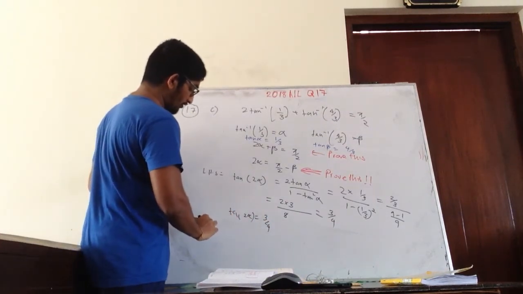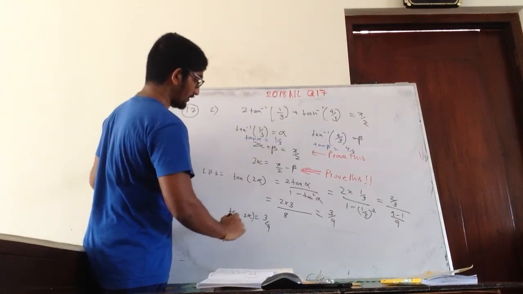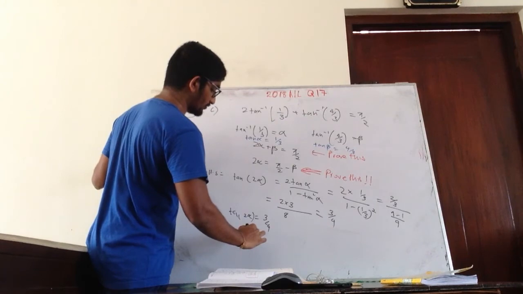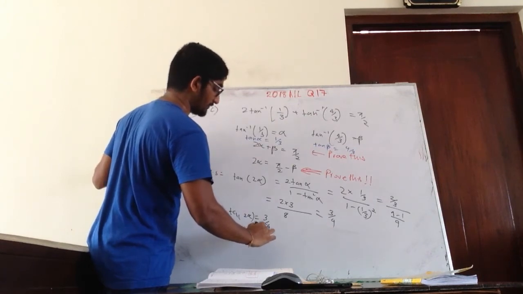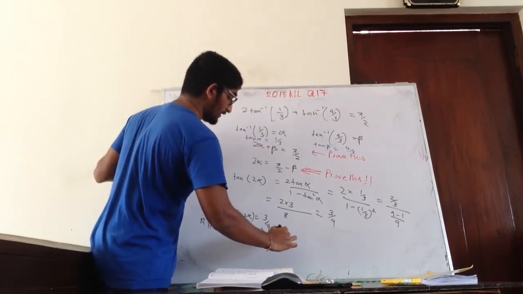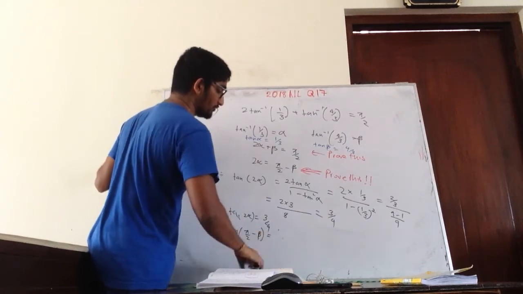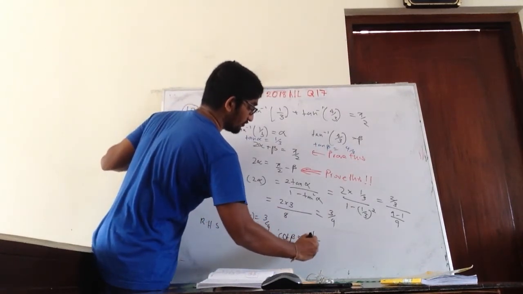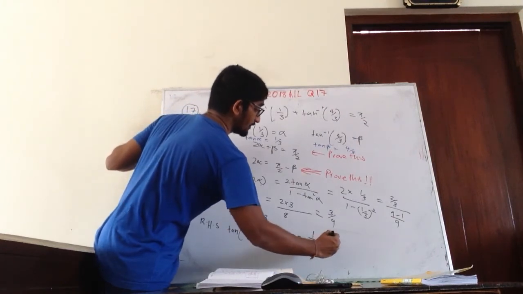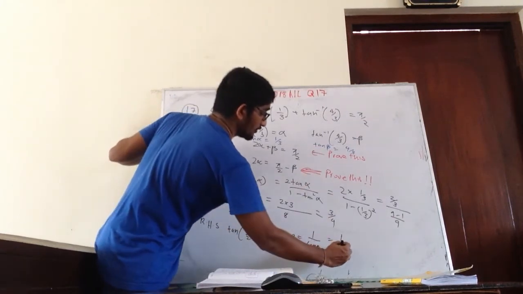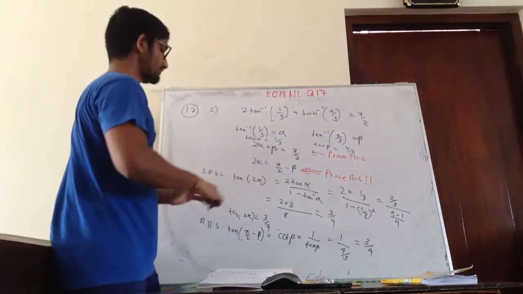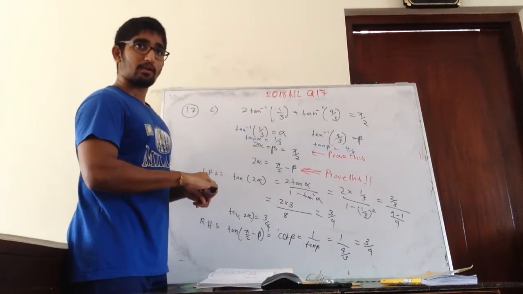So now I'm going to take the right hand side. On the right hand side I'm going to take tan of 5 pi over 2 minus 2 alpha, sorry, 5 pi over 2 minus beta. That is basically cot beta. That is 1 over tan beta. So I will get 3 over 4.